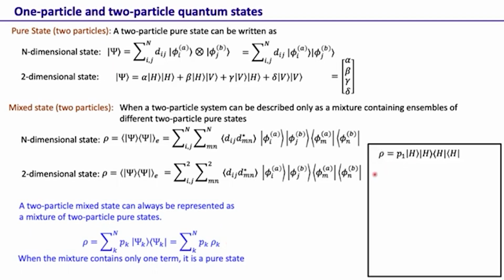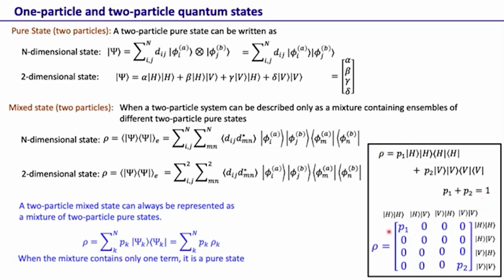So for example of a 2 particle mixed state, suppose we have this 2 particle state HH, and this HH is the density matrix representation of a 2 particle pure state in which both the particles are horizontally polarized. VV is the density matrix representation of a 2 particle pure state in which both the particles are vertically polarized. If you put them together as a mixture, that becomes a 2 particle mixed state. P1 plus P2 of course has to equal 1, and if we represent that in a density matrix form in the HH, HV, VH, VV basis, that's the 4 basis states for the 2 particle 2-dimensional state, then the matrix would look like this. All the other terms here are 0.